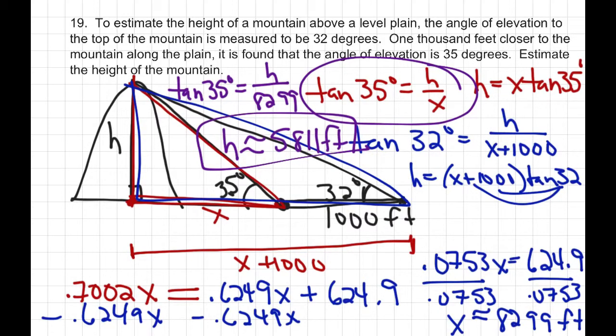So I wrote two equations for two different right triangles, both that had the height of the mountain in them. I solved both equations for h and set the two equations equal to each other and solved for x. In order to do that, I took the tangents and converted them into decimal equivalents. And then I just did simple algebra to finish finding x. Once I found out that x was 8,299, I plugged it back into one of the two equations, the one I thought was the simpler one, to find out what h was.